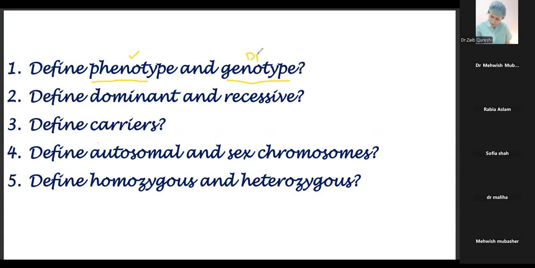Let's move to the next question. Question number 2. What is a dominant thing and what is a recessive thing? We're not talking about disease. We're not talking about characteristics. Just tell me what is dominant and what is recessive.